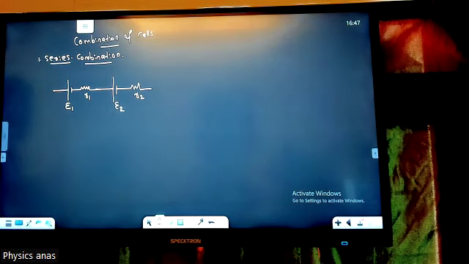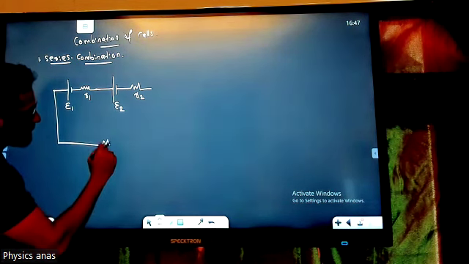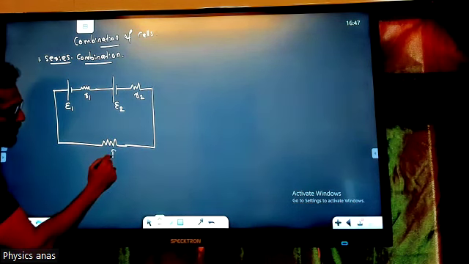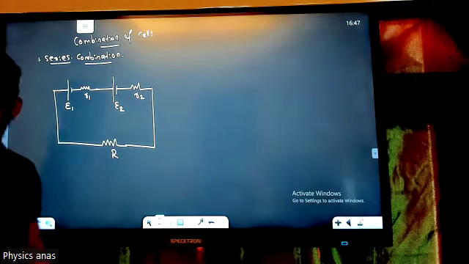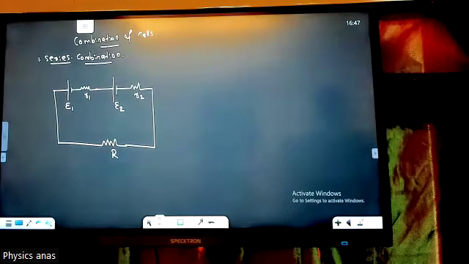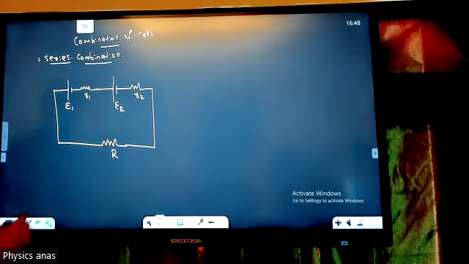Is it okay now? Now it is powering a load resistor. It is connected to a load resistor. That load resistor is capital R. Capital R is a load resistor. We can measure voltage from there.